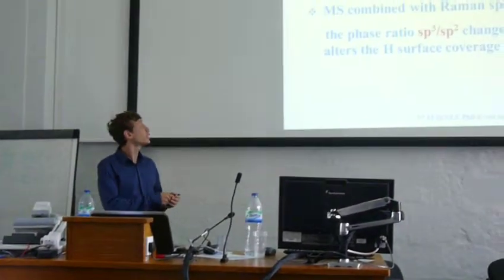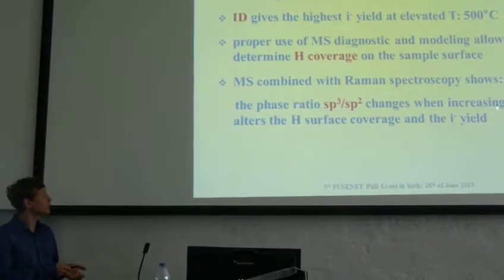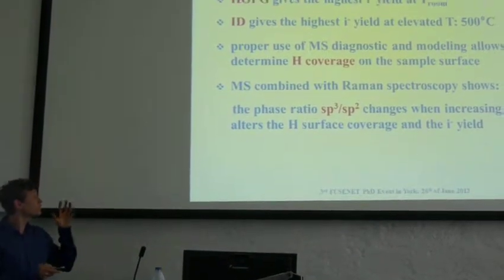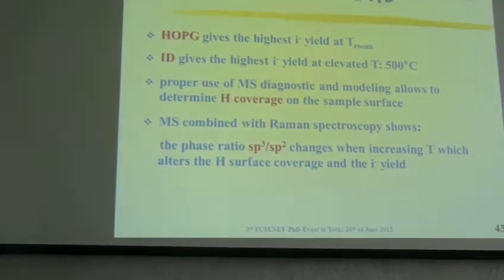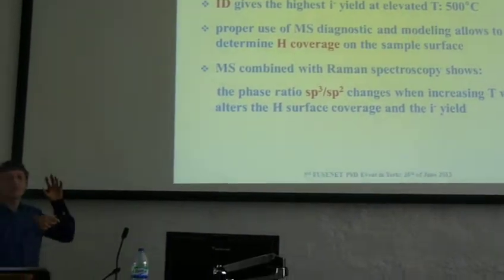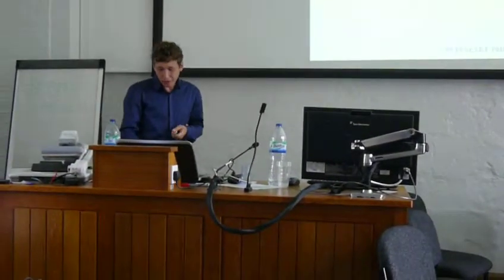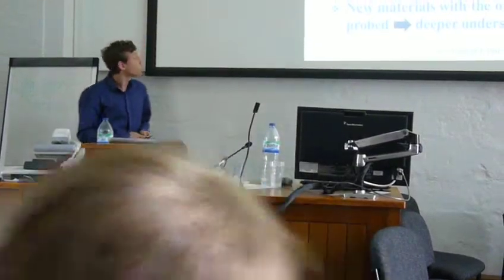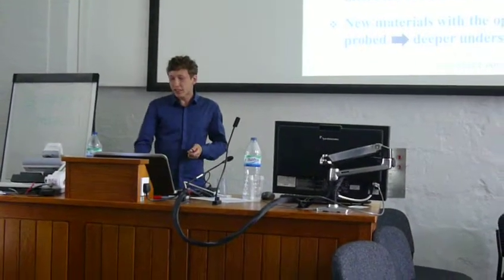And then combining with Raman spectroscopy, we have seen that the sp3 over sp2 phase ratio has changed while increasing the temperature. And this hence has changed the hydrogen surface coverage and the negative ion yield. And the interplay between those three parameters is quite crucial. It's not so clear how they interplay with each other. So basically we need to probe new materials to find this optimal state, and for that we need to understand the matter deeper.